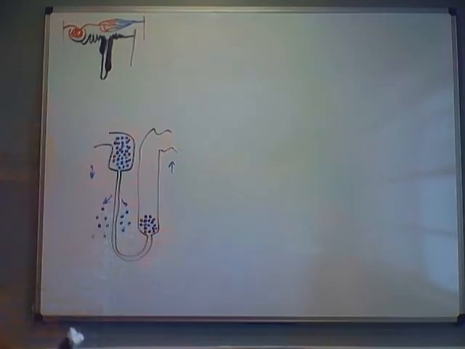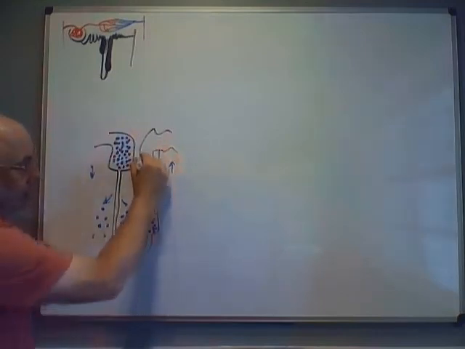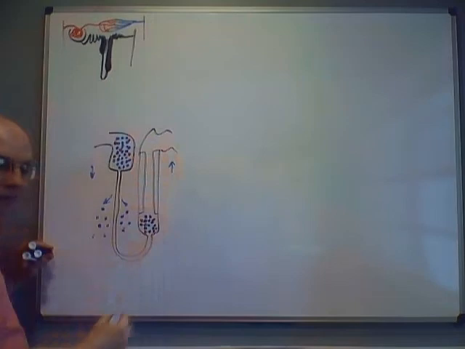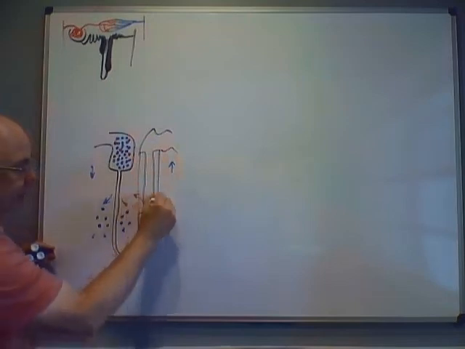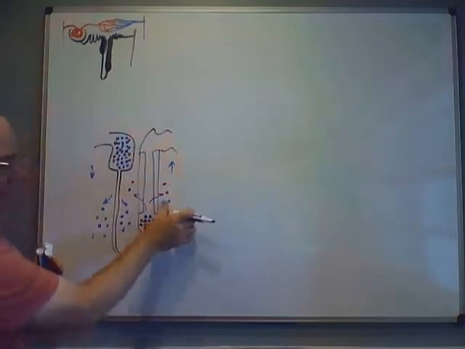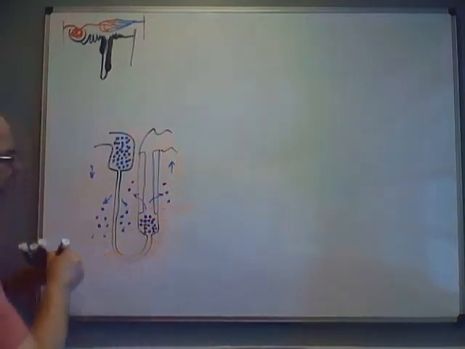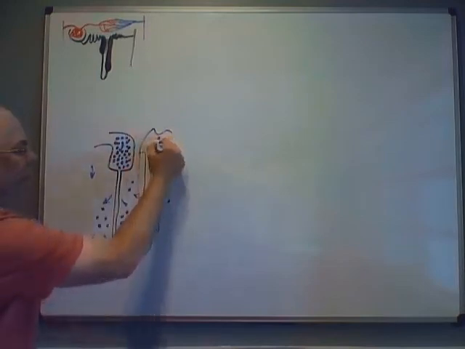I don't want to lose that much salt. That's too high of a salt concentration. So as I go up the thick ascending limb, these simple cuboidal cells lining this have ion pumps that are going to pump some of these ions out. And as I pull some of the ions out, by the time I get to the top over here, I have this amount of water.